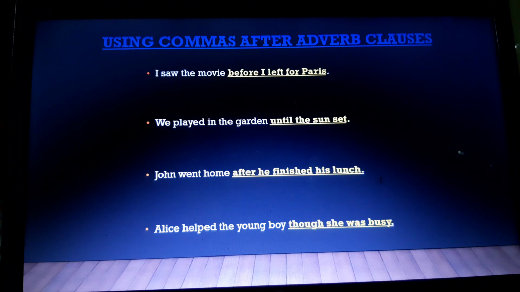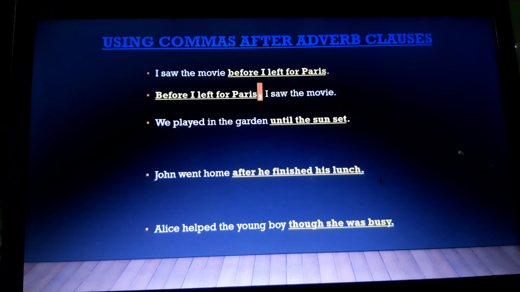Look at the first sentence. I saw the movie before I left for Paris. Now let's rewrite the sentence by putting the adverb clause to the front. Before I left for Paris, I saw the movie. Now what you have to notice here is when writing the adverb clause in front, you have to separate it by a comma at the end of the adverb clause. That means after writing before I left for Paris, you have to use a comma.